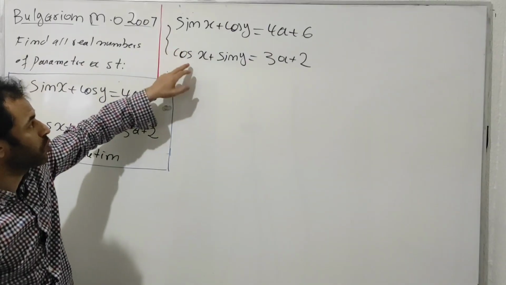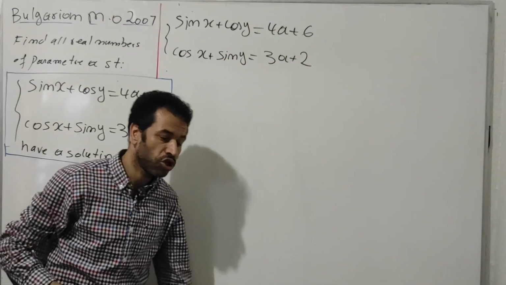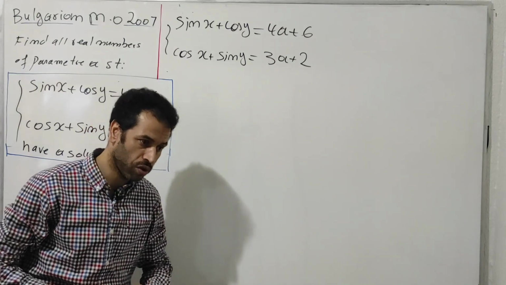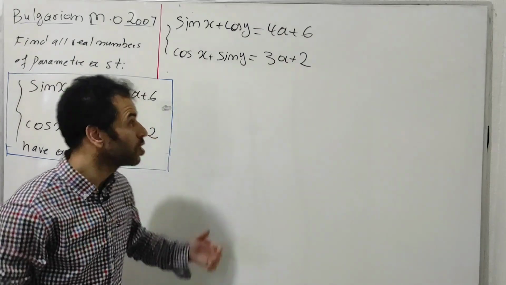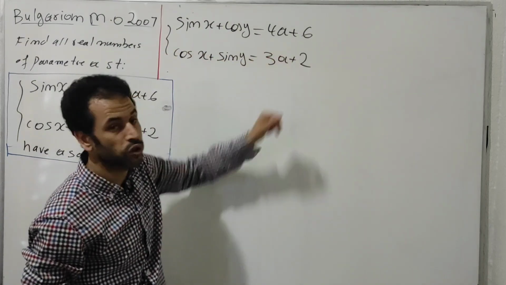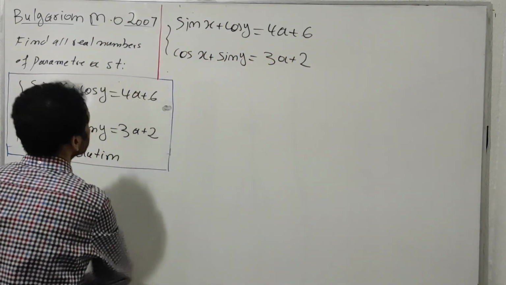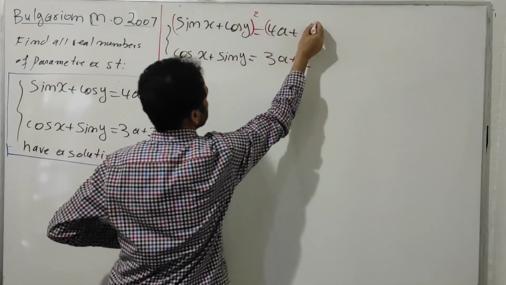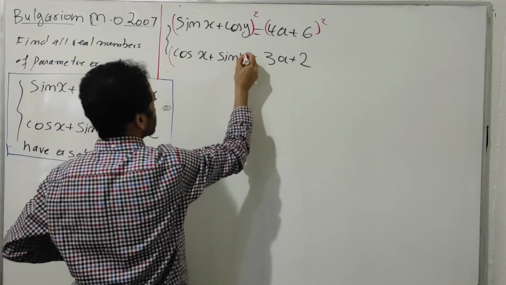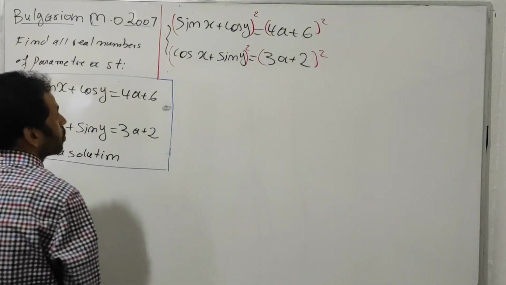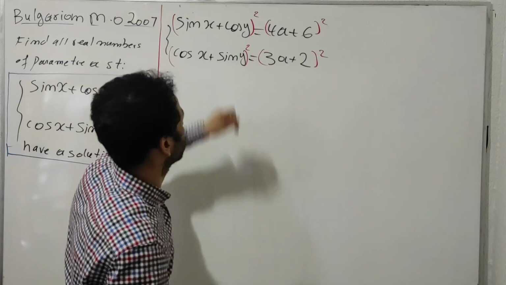It's obviously going to be transferred into the trigonometric identities because we know the formula sine square plus cosine square equals 1. By doing that, I'm going to raise the power of 2 on both sides for both equations. So we'll have the power of 2 raised here. Same thing with the second equation. Now I'm going to simplify this equation.